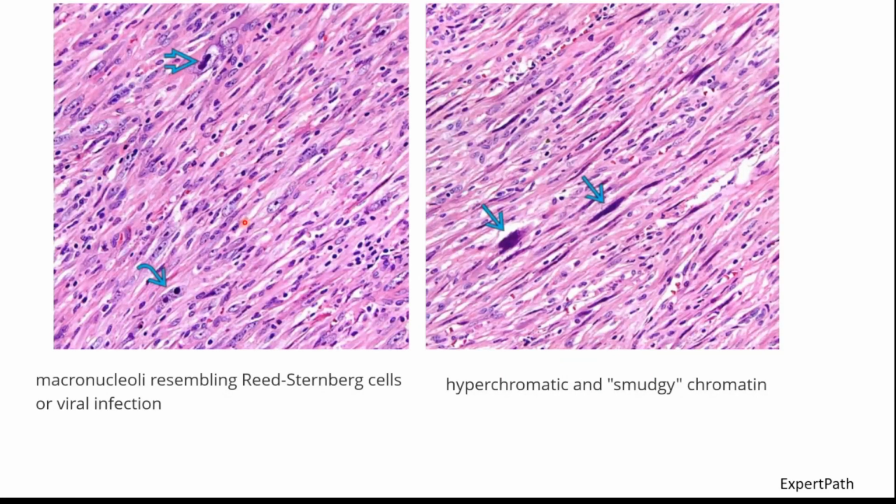And in some areas of IMT, you may also see prominent nucleoli, resembling Stemberg cells or virus infection. And in some areas you may also see hyperchromatic, smudgy chromatin in these myofibroblastic cells.